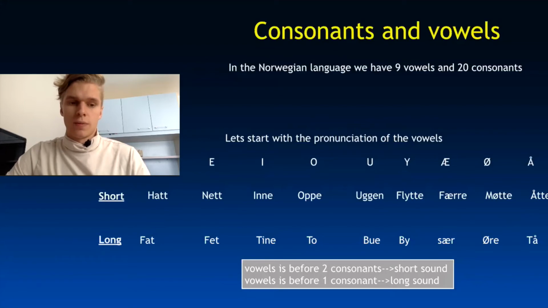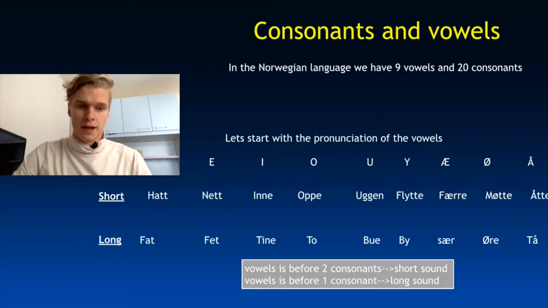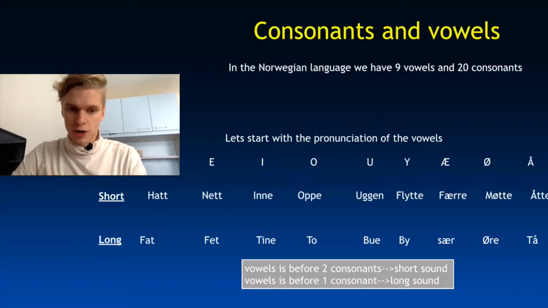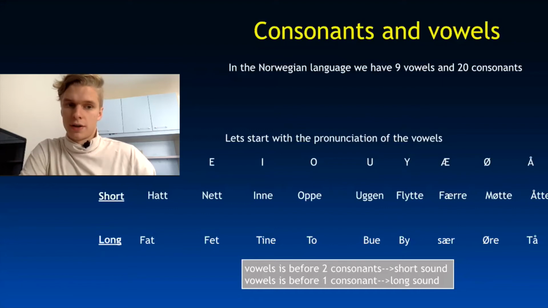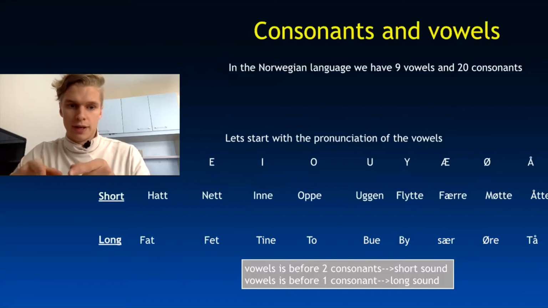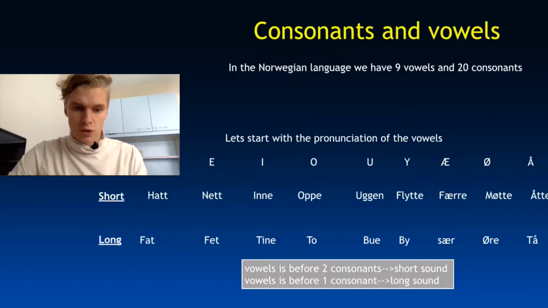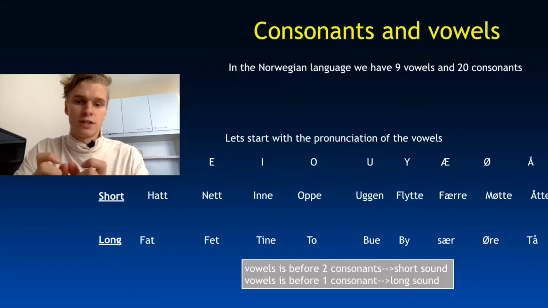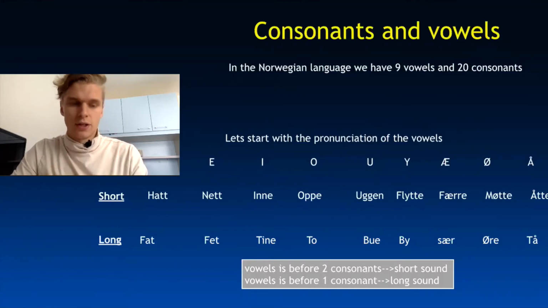In Norwegian, we have occasions where the vowel is short and occasions where the vowel is long. So how do we know which one to use, and which one to pronounce here? Take a look at the rule I put at the bottom, which is about vowels before two consonants. When a vowel is before a double consonant, it's a short sound. When it's before one consonant, it's a long sound. Look at the examples right here.